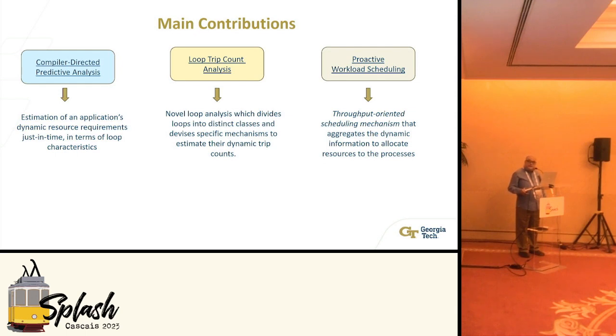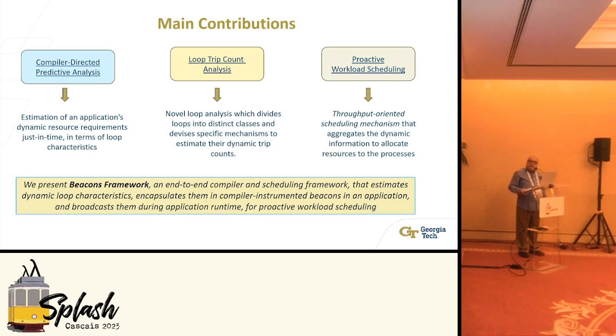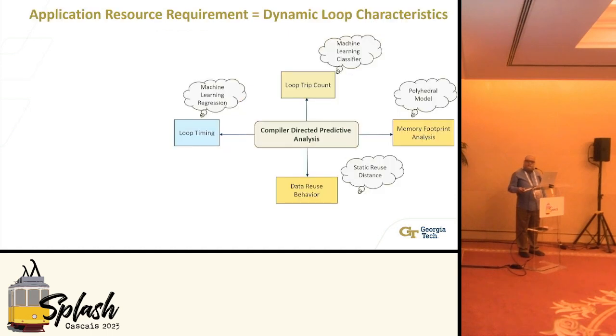So this is the extent of this problem, and I just wanted to show that the compiler can play a huge role here, which is a non-traditional role. So this is why we introduced this Beacons framework, which is a cooperative framework. A lot of it is static analysis, and then at execution time or runtime, the instrumented beacons broadcast the characteristics of the forthcoming loops, and that gets combined and leads to a workload scheduling system, which really improves the throughput almost by 2x.